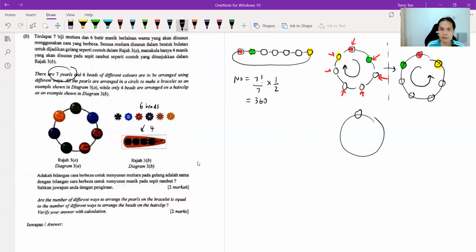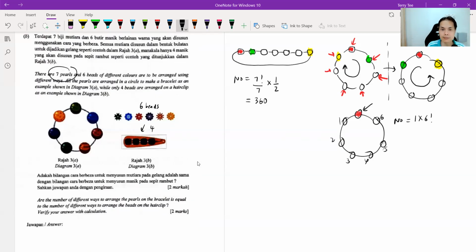Let's say you have yellow, you have red one, I put it here. I fix the position of the red. 1, 2, 3, 4, 5, 6. I've got 6 others. So when you fix the position of the red, you have only one way, but I still have to put the rest of the pearls. There are 6 other ways to put the rest of the pearls. That's 6, 5, 4, 3, 2, 1.